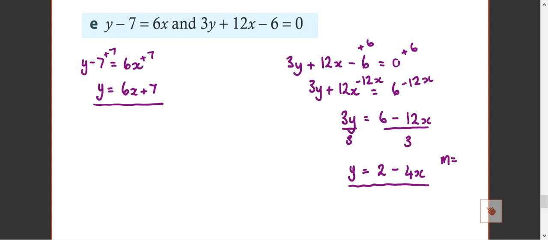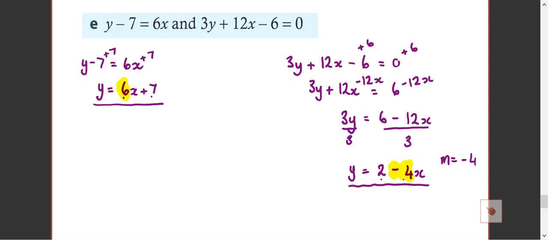It's not 2 and it's not 4. It's negative 4. Good. Because the gradient is the sign and the number before the x. The gradient of this one is 6. Why would I say m for the intercept? Okay, so gradient 6, intercept positive 7, gradient negative 4, intercept positive 2.